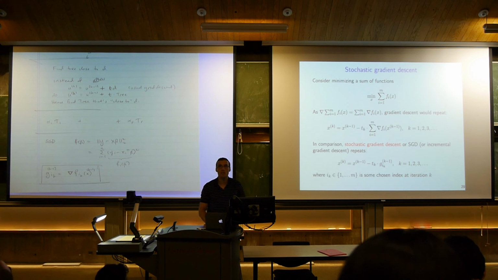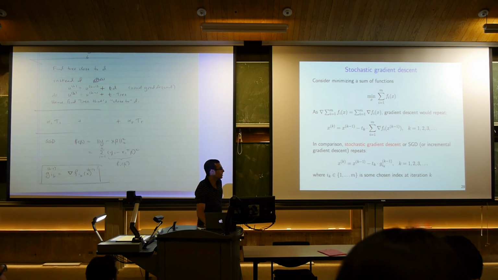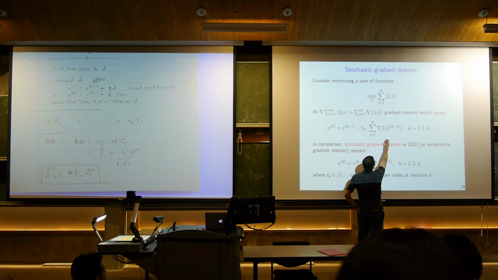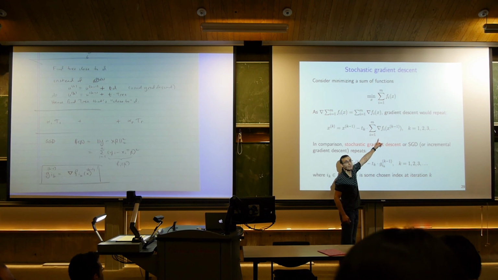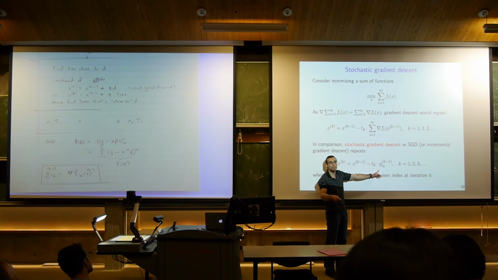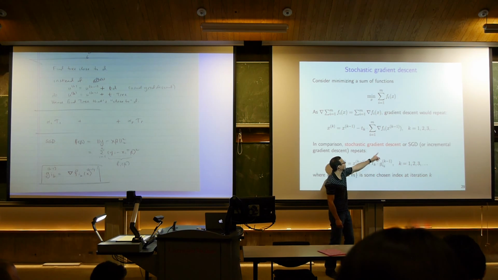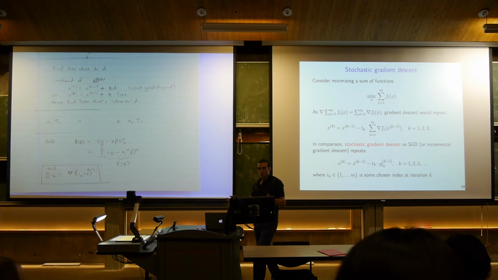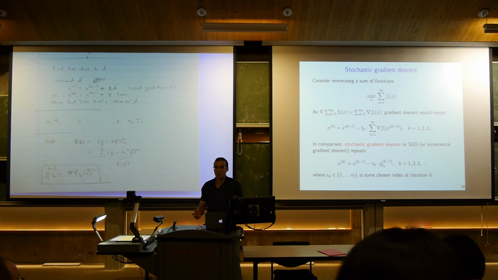Is there any difference computationally? It's not supposed to be a trick question. There's no difference because I'm just evaluating the gradients here. I have to evaluate m of them, and I'm adding them up. Here I'm doing the same. If I do m of these steps in a row, I evaluate each of these gradients, and I add them up. So not a really big difference computationally.